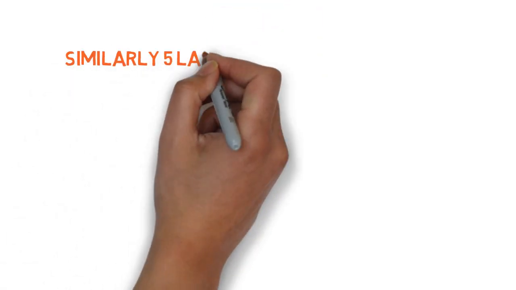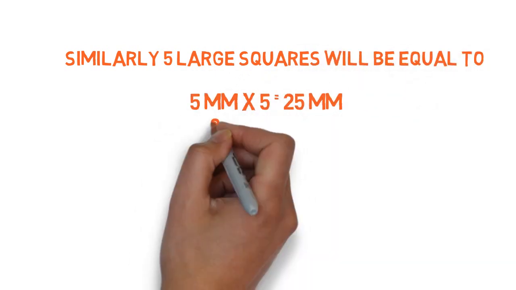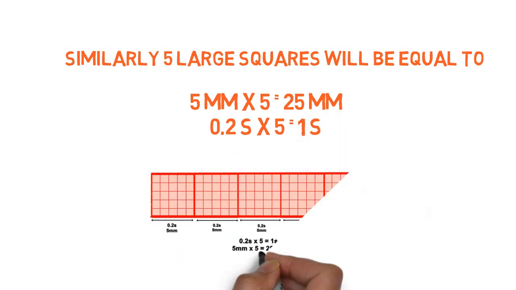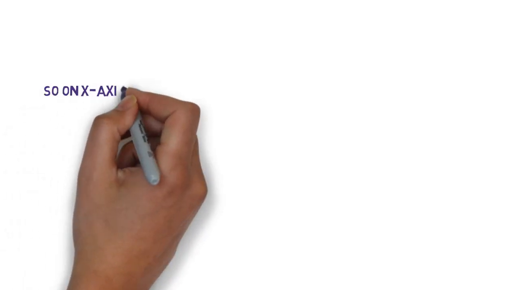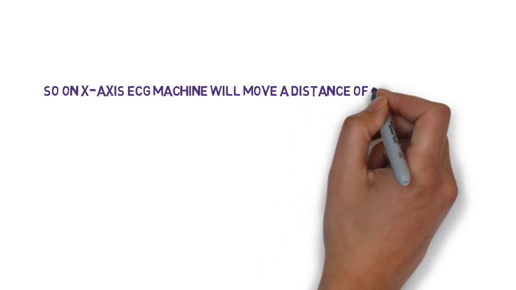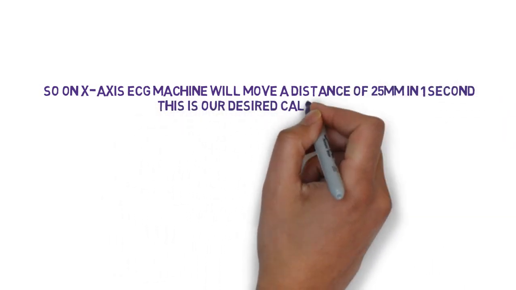Similarly, 5 large squares will be equal to 5 mm times 5, that is 25 mm, and 0.2 second times 5, that is equal to 1 second. So on the x-axis, the ECG machine will move a distance of 25 mm in just 1 second, that is 25 mm per second, which is the desired calibration we mentioned earlier.